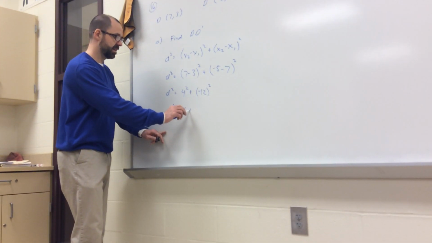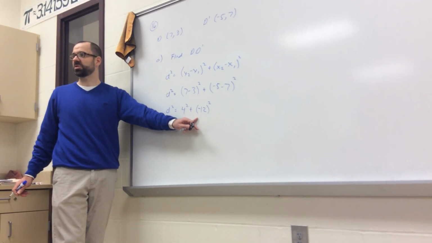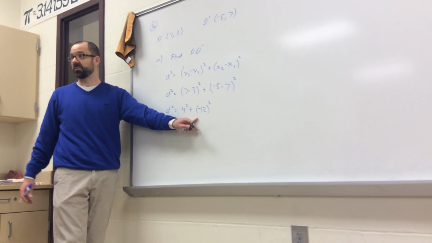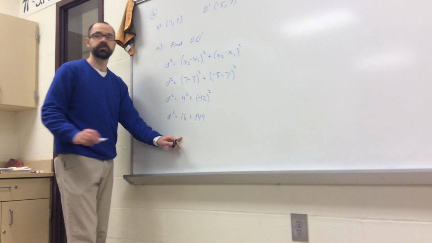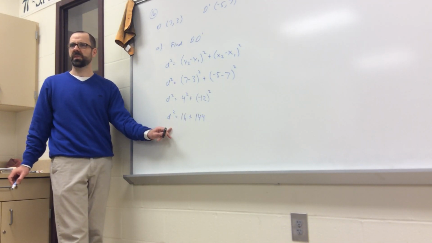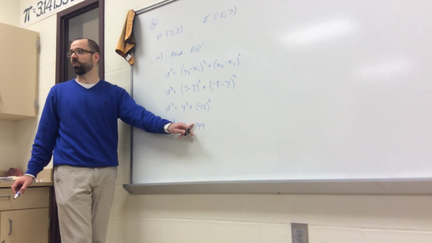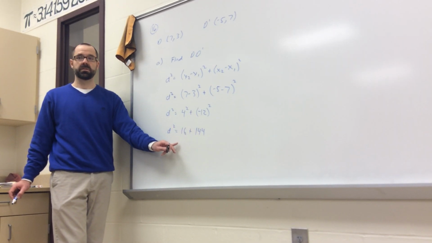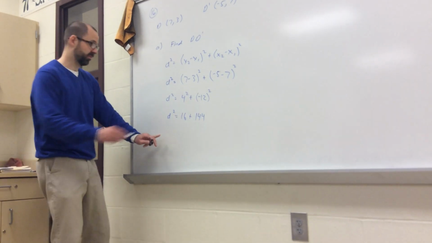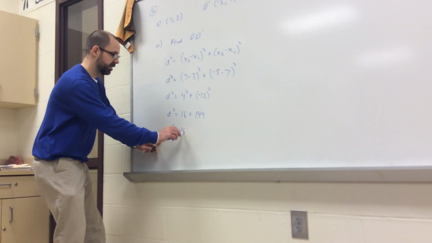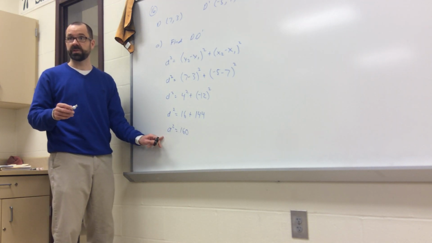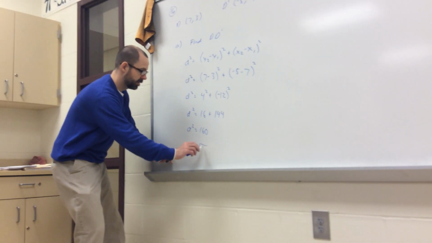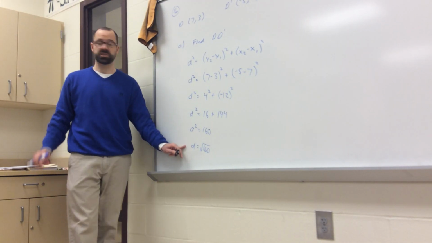Four squared is 16. Then be careful here. Sometimes people square a negative and get a negative. It's supposed to be positive. -12 squared is 144. And watch out. Sometimes people put -144 accidentally. And then 16 plus 144 is 160. And then to get the final answer, you square root. So D is the square root of 160.